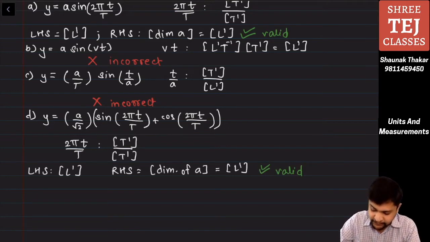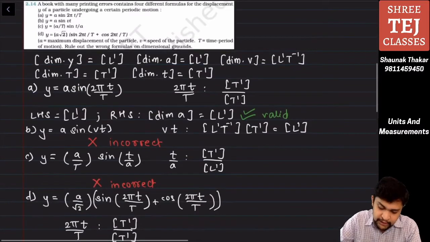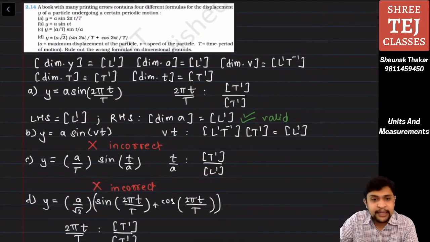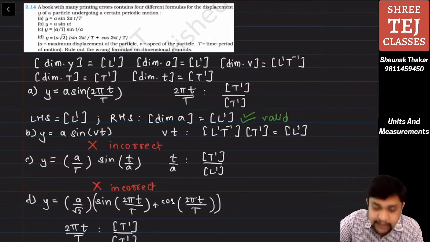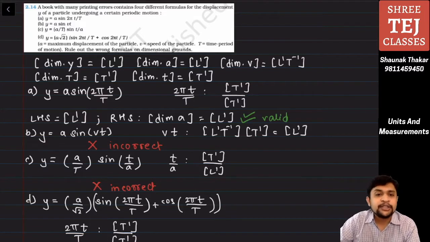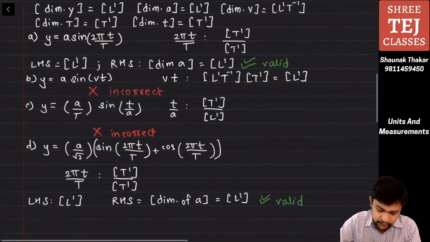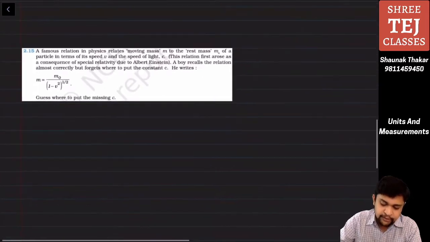Therefore, we can say that B and C equations are incorrect. They have printing errors, and A and D equations might be correct. We don't know whether they are fully correct. We have just checked them dimensionally, but according to dimensional analysis, B and C are totally incorrect. A and D are correct dimensionally. Okay, on dimensional grounds, B and C are incorrect. So let us move to question 2.15.